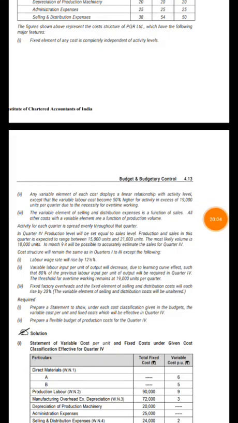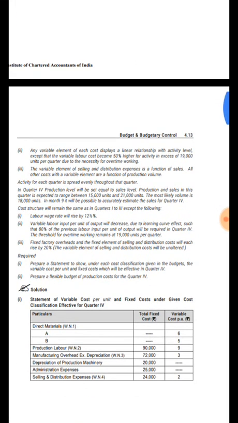Okay, second point, any variable element of each cost displays a linear relationship with the activity level. Linear relationship means the more units, the more it is going to increase, except that the variable labor cost becomes 50% higher for activity in excess of 19,000 units per quarter due to the necessity for overtime working.